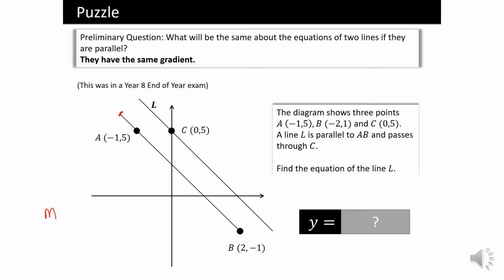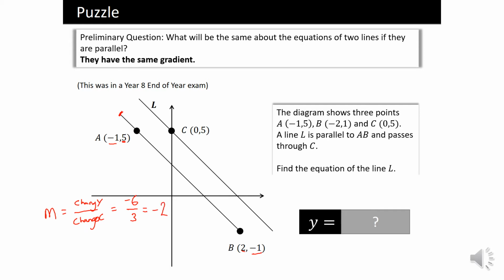So let's work out the gradient, or m. To work out the gradient, we do the change in y divided by the change in x. So y is going from 5 to -1, so the change in y is -6. Then x has gone from -1 to 2, so that's changed by 3. So that tells us our overall gradient is -2.